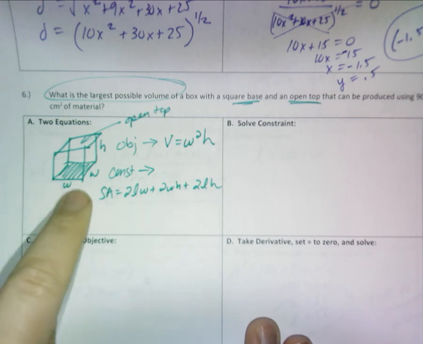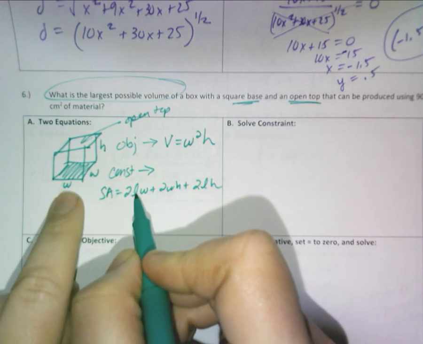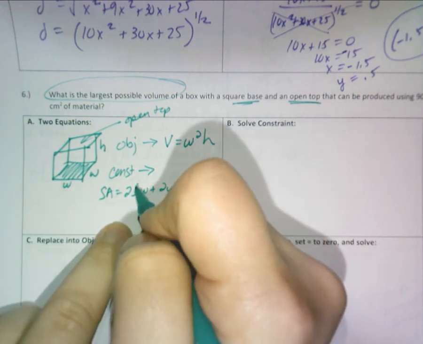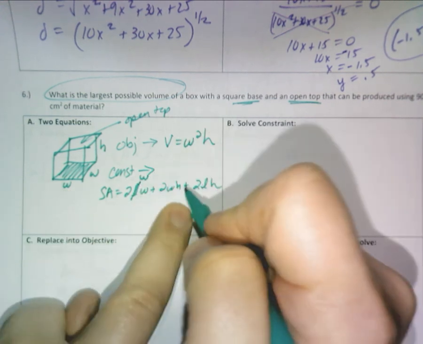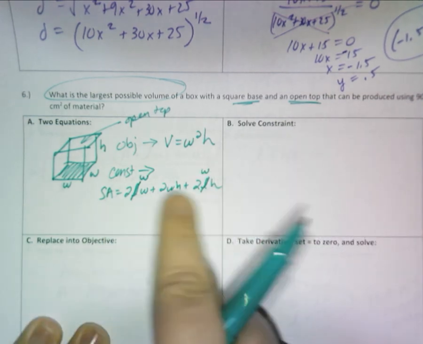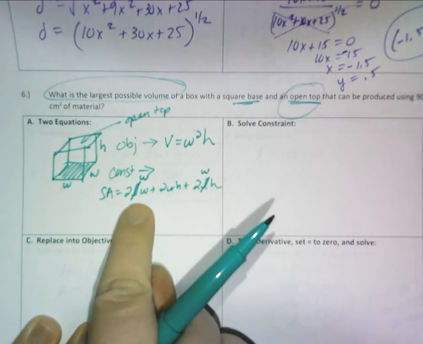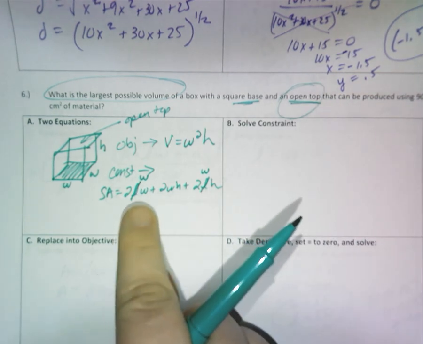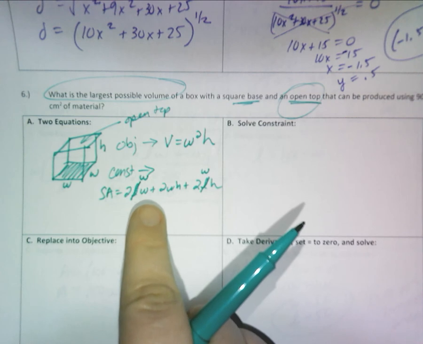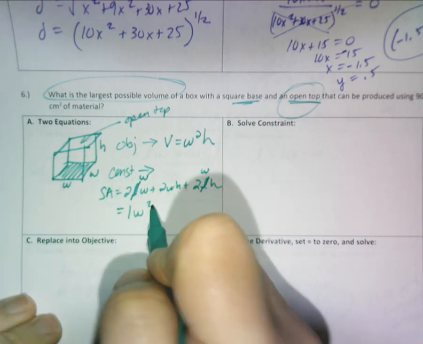The 2LW, and again, remember L is actually no longer an L. L is a what? W. So I should cross it off and call it W. Which one is actually only 1 of? Because I have an open top, this first one should just be one of, right? Because I have a bottom, but I don't have the top. Are you with me? So this would actually be 1W squared.